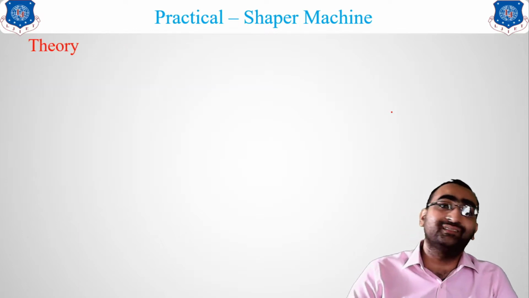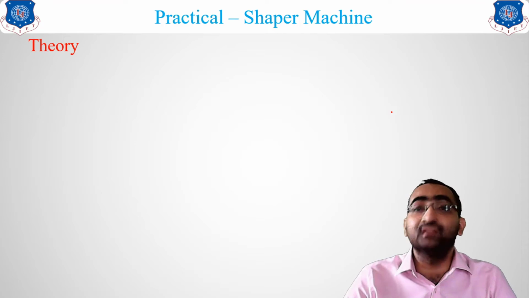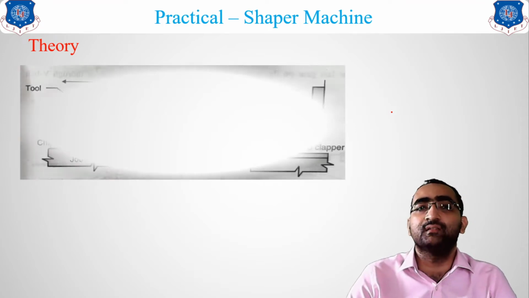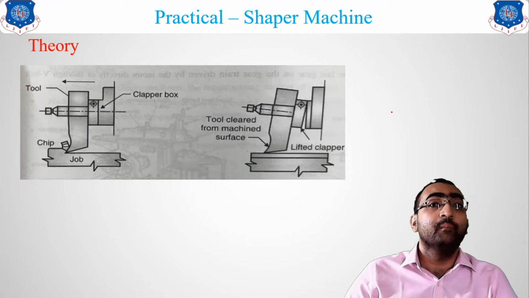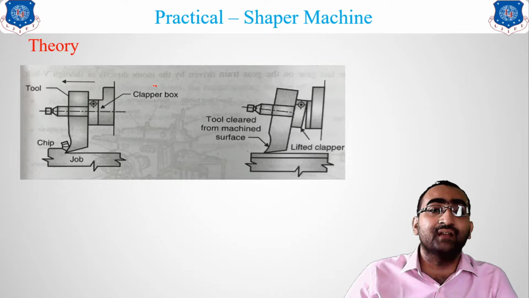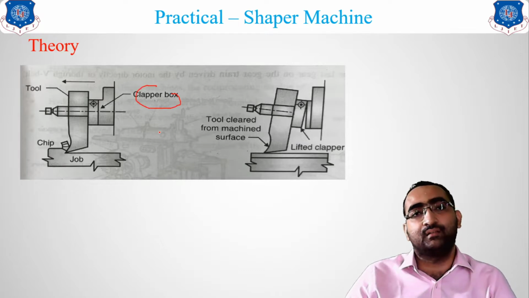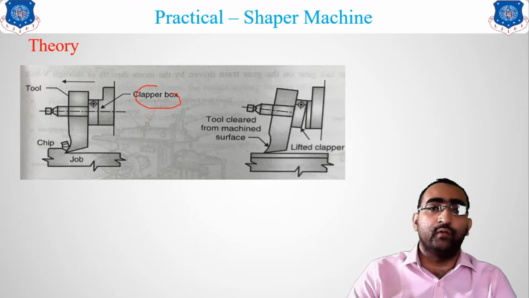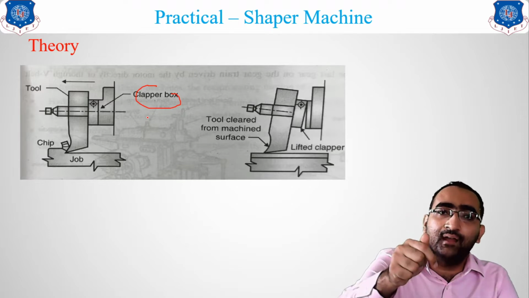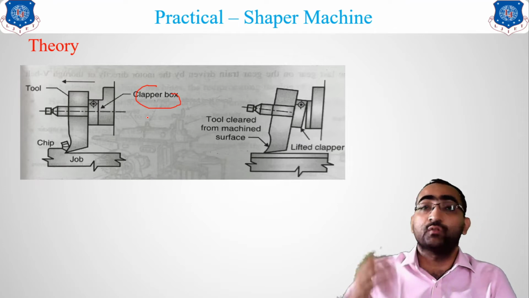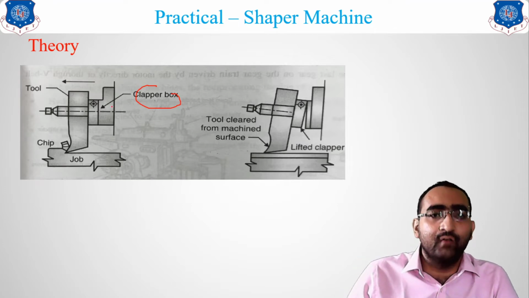Now, what is the theory behind this shaper machine? Let us discuss the theory. Basically there is a mechanism over here which you can see, a clapper box mechanism. Now what do you mean by the clapper box? There are two motions going on. One, in the forward direction your tool is going. Second, it will come back in the reverse way. Now we will see how this happens.